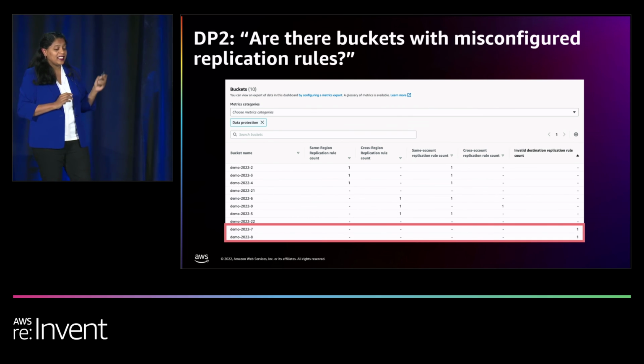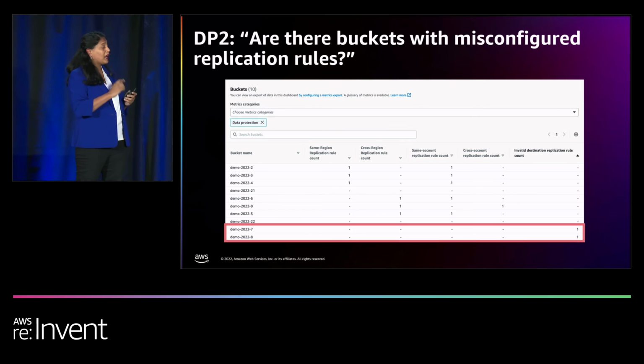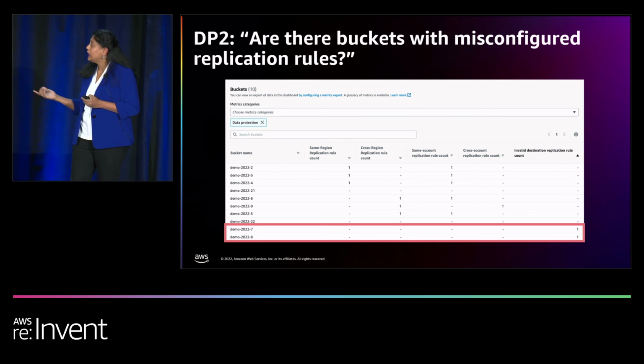Storage Lens has added the invalid destination replication rule count metric that you can use to verify that all the buckets have a valid destination bucket, and you can take corrective actions to ensure that your data continues being replicated.